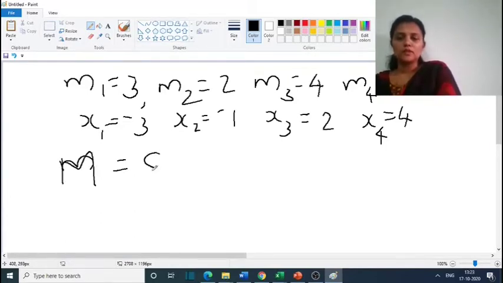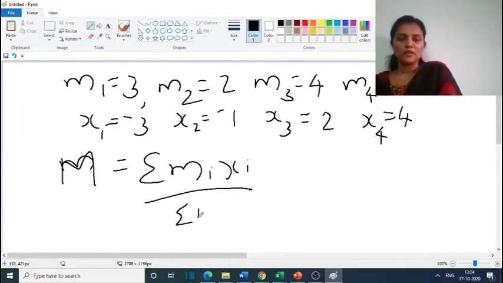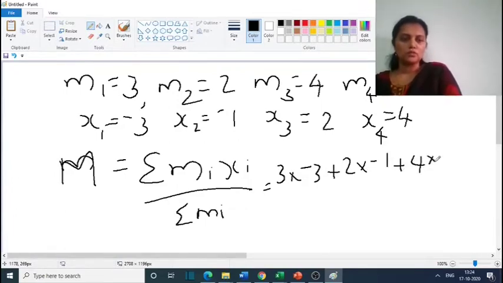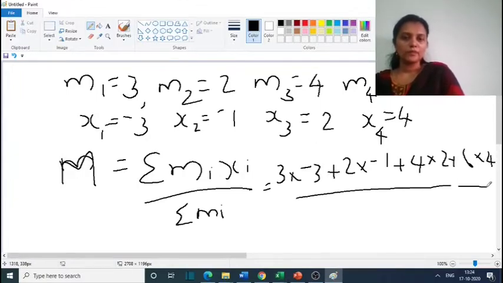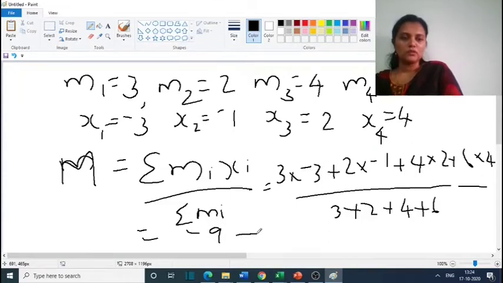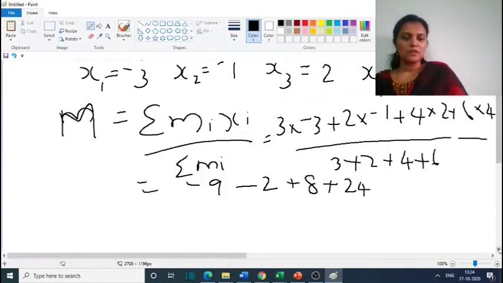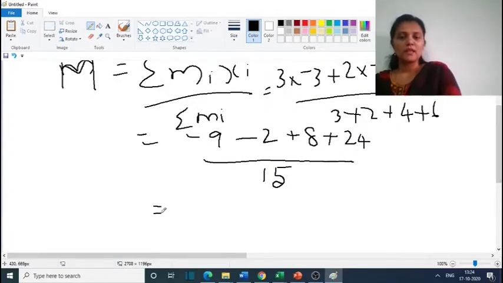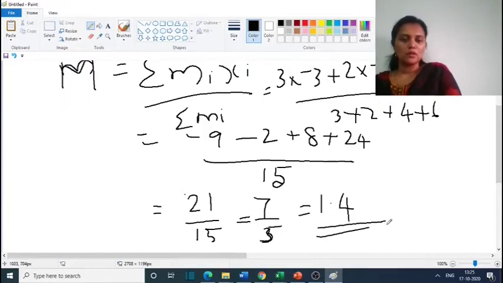x bar is equal to sigma mi xi by sigma mi, which is equal to 3 into minus 3 plus 2 into minus 1 plus 4 into 2 plus 6 into 4 by 3 plus 2 plus 4 plus 6. That is minus 9, minus 2, plus 8, plus 24 divided by 15, which is minus 11 plus 8 is minus 3, minus 3 plus 24 is 21 by 15. We can cancel with 3, so this becomes 7 by 5, which is equal to 1.4 meter.